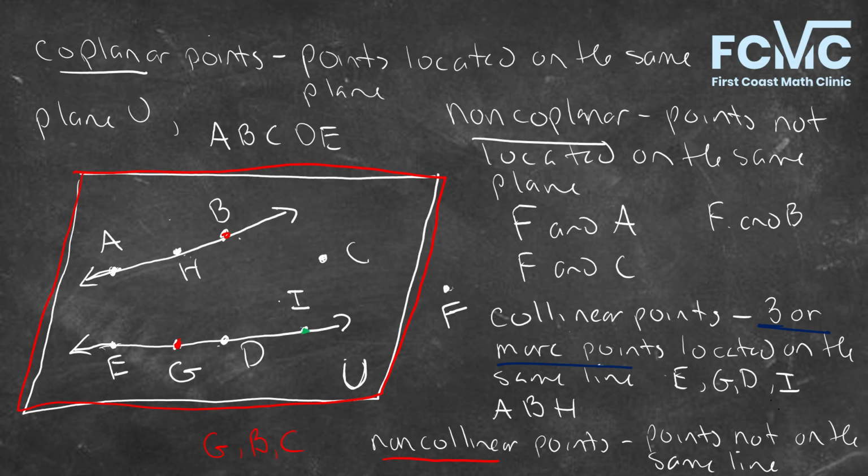And what if we do maybe I, H, and C? We'll do C again. Because we can't draw one straight line through point H, I, and C. Those are going to be another set of non-collinear points. All right, let's do some examples where we identify our collinear and coplanar points.